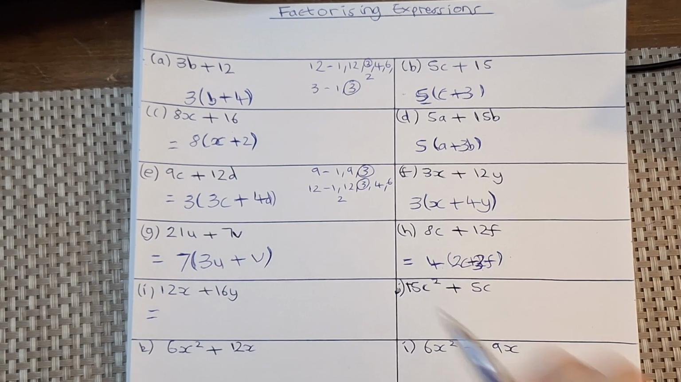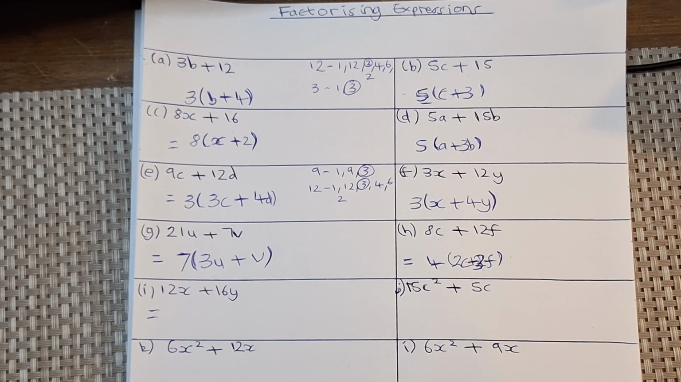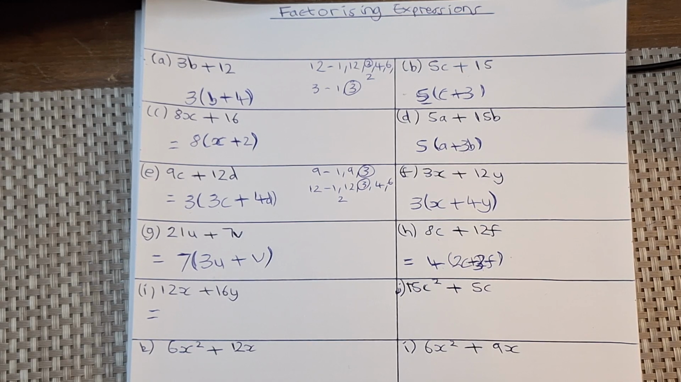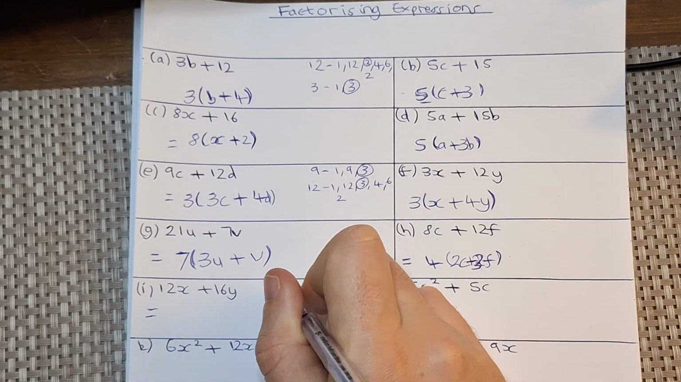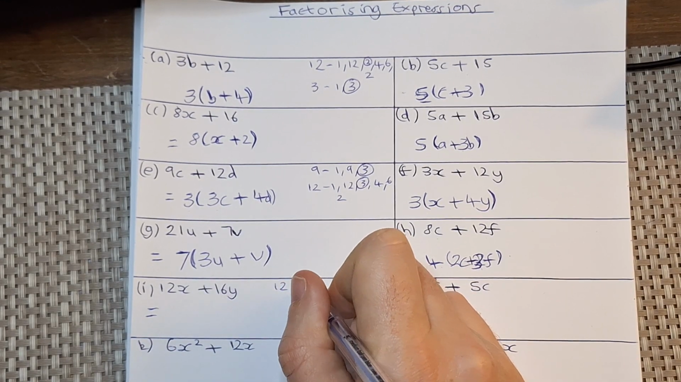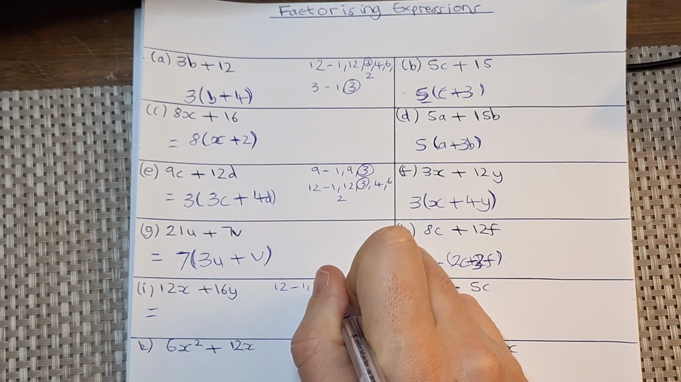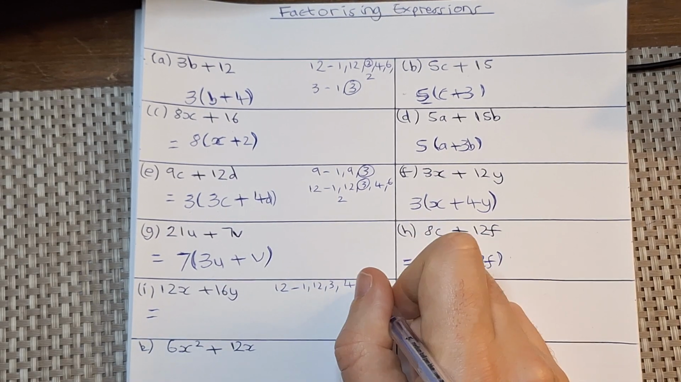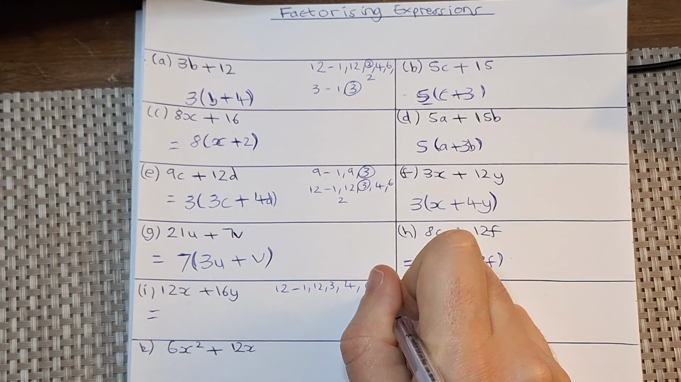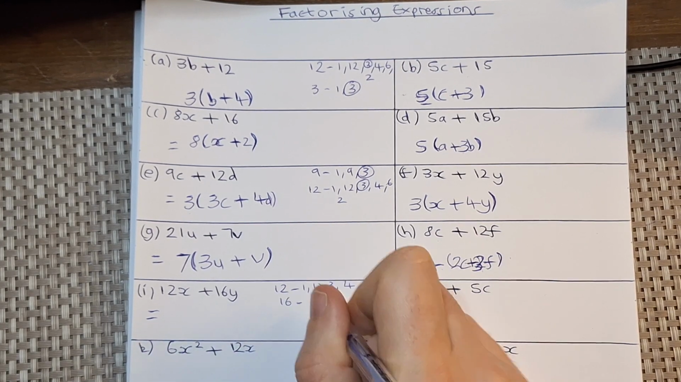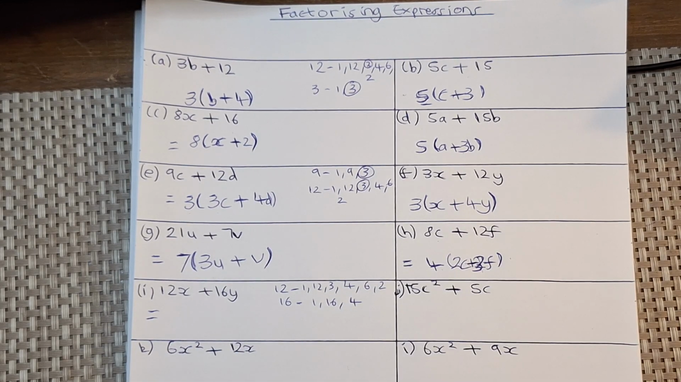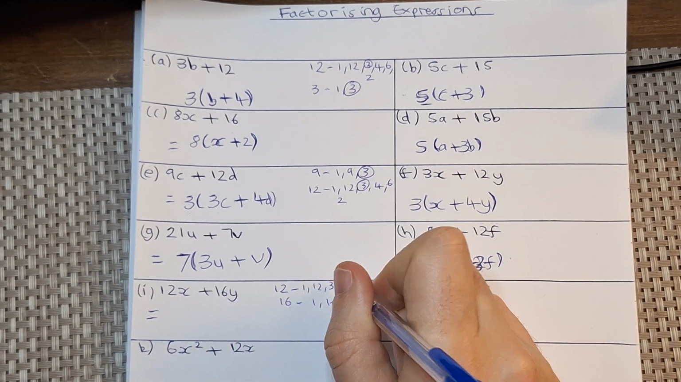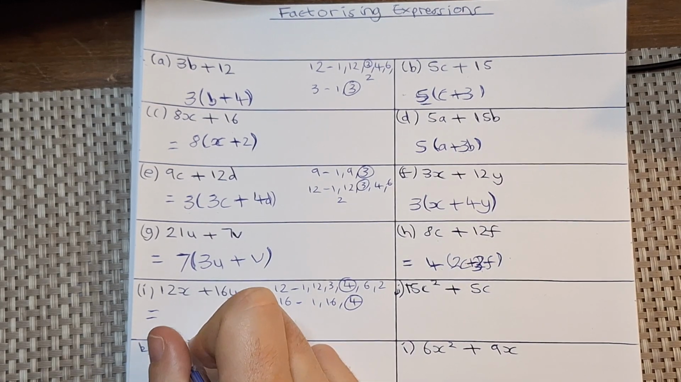Next question, we have 12x plus 16y. So we've got 12 and 16. What is the highest common factor here? Well, if we just write out the factors, 12 has 1, 12, 3, 4, 6 and 2, then 16 has 1, 16, and 4 times 4. So I know the highest common factor is 4, so we have 4 on the outside.